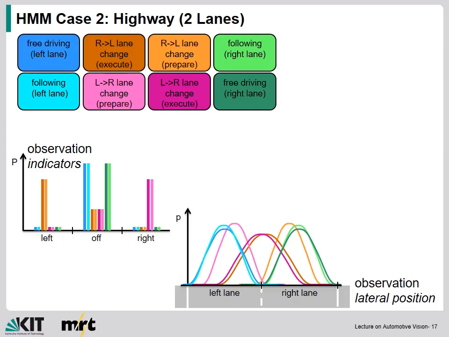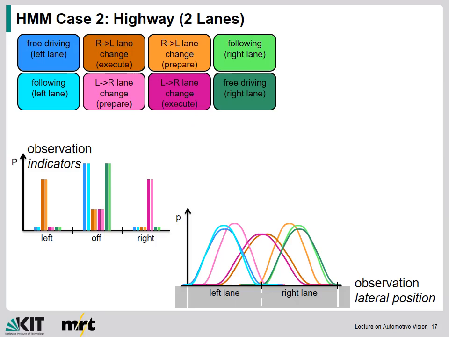Let's again start and have a look at some examples. If you are in the following on the right lane state, the light green state, then we expect that the lateral position of the vehicle is somehow centered around the center line of the right lane, and that it is not deviating very much over the boundaries of the lane.